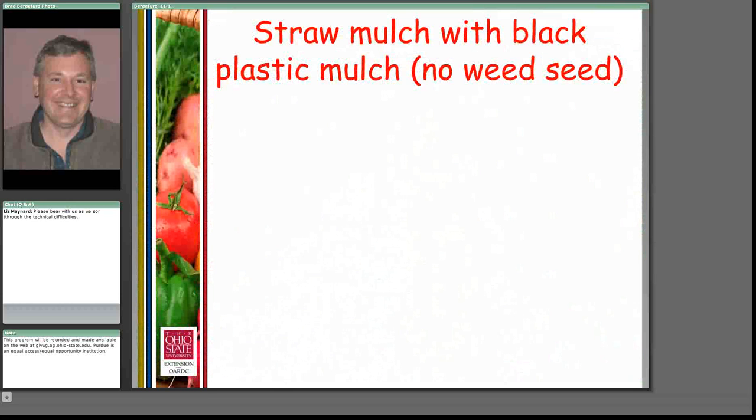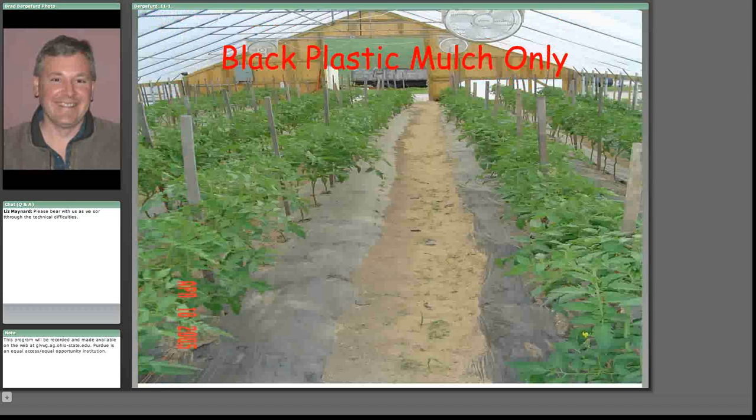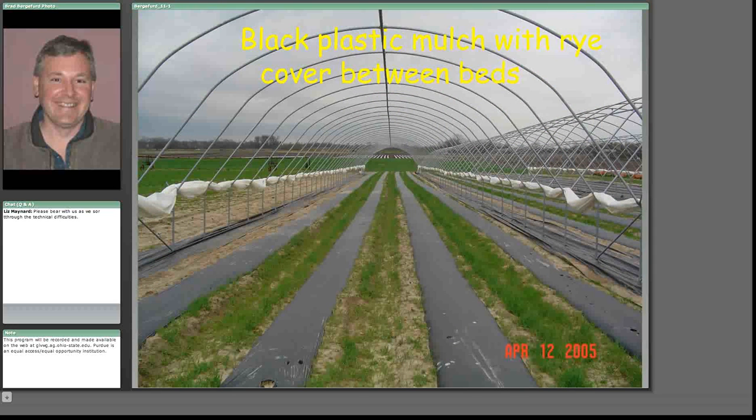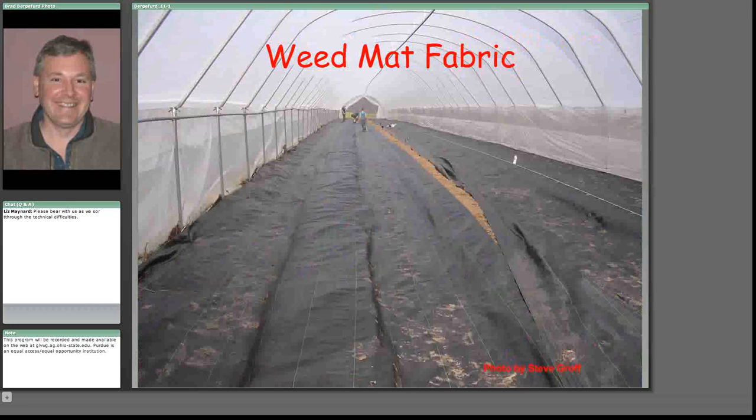Straw mulch, I don't know what happened to the picture, but straw mulch can be used in combination with black plastic mulch, and it just makes sure that straw mulch is clean. Black plastic only, then we just have to control the weeds in the middle, but we can also put some landscape fabric or something down in there. This is one of my growers down by Jackson. And this is the picture we talked about before, the black plastic mulch with the rye between the beds. And this is a photo from Steve Groff, his farm out there in Pennsylvania, where they will lay this weed mat, the landscape fabric, all across the floor of the tunnel and plant right through it.